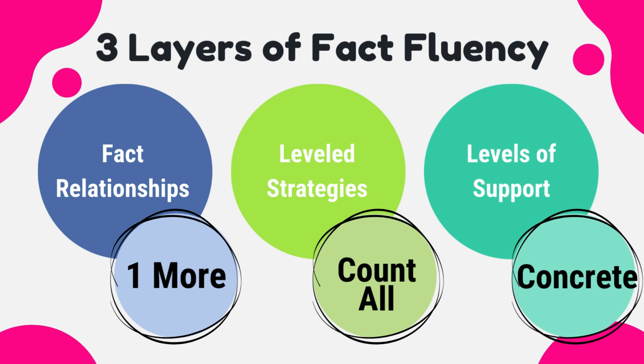So let's look at a couple examples where we put all of this together. So maybe I'm working on the fact relationship of one more, and I'm going to start with the leveled strategy of counting all, and my students are at the concrete level. So we are at the very, very beginning here. So I might say, let's figure out what one more than 3 is. And you might ask your students, can you predict, what do you think? If I have 3 and I add one more, what might that be? And that's starting to get your students thinking at the abstract level, even from the very beginning.